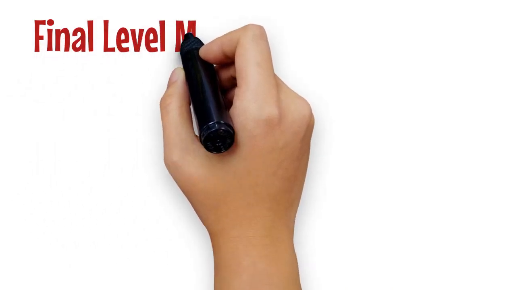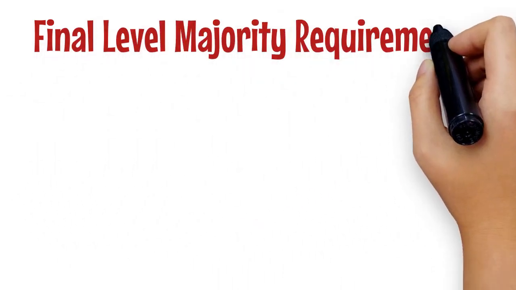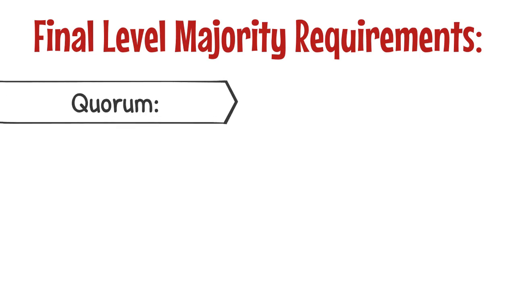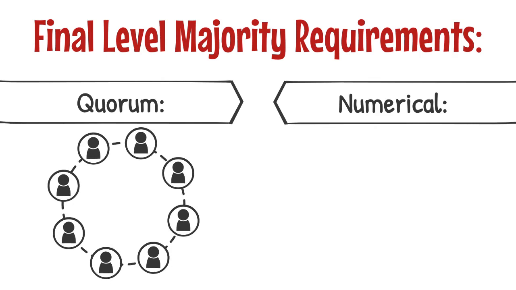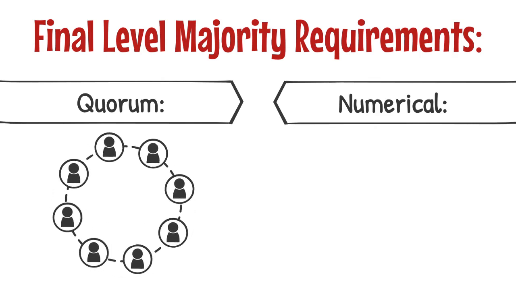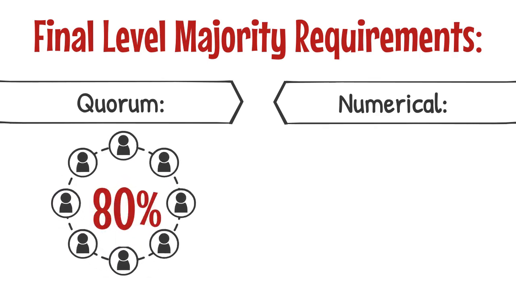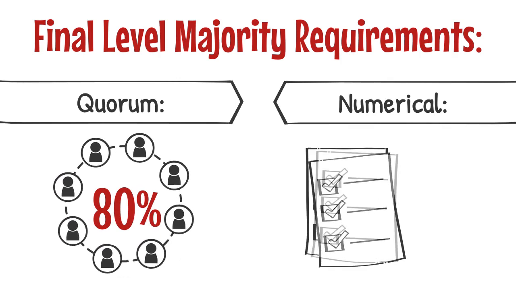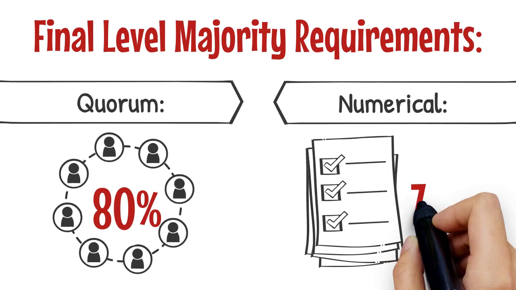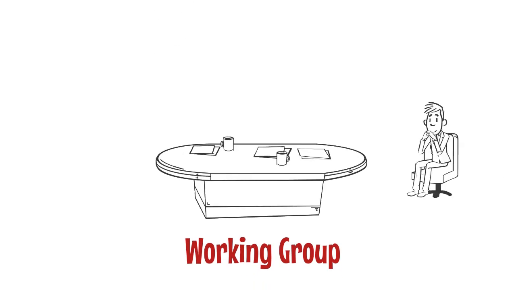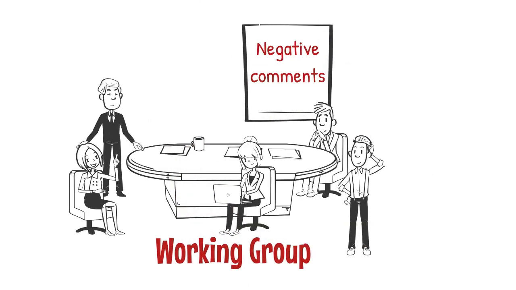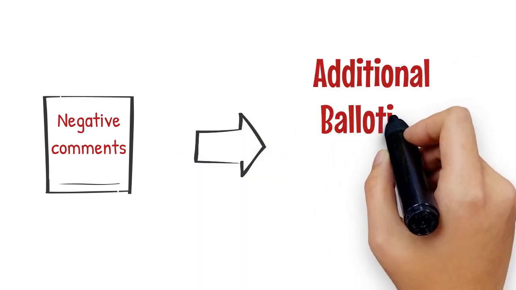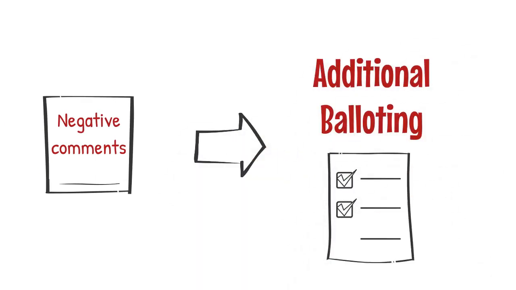At the final level of approval, the majority requirement for the consensus body includes quorum requirements and numerical approval requirements. In order for a final draft to be approved, the ballot must be returned from 80% of all voting members and at least 70% of all returned ballots must be in the affirmative. There is a specific process for the consideration of negative comments, and additional rounds of balloting may be required if any proposed revisions from the balloting which are deemed as substantive must be considered.